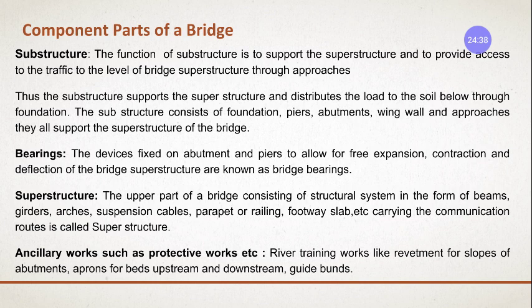So you understood what the substructure, superstructure, bearing, and ancillary works are. So this is all for today. We will study the various components in the later classes. We'll go deep into components like apron, weir, wing walls, and abutments in the next class.